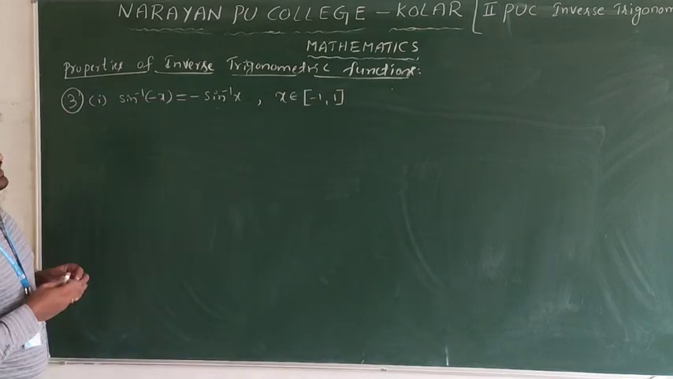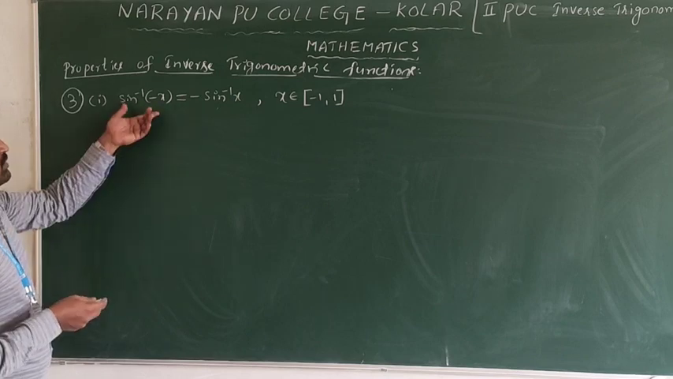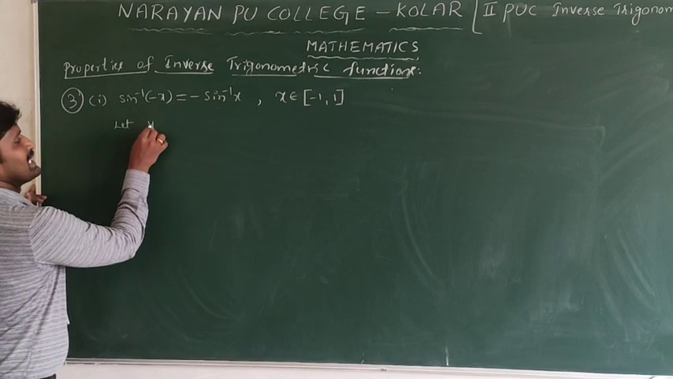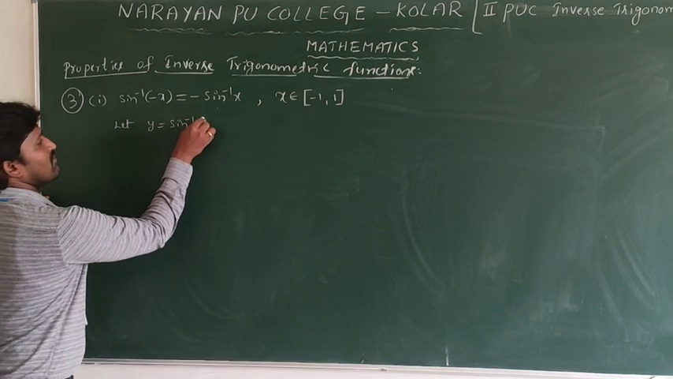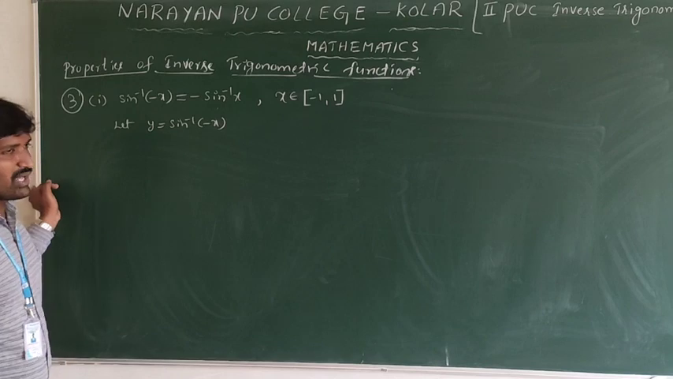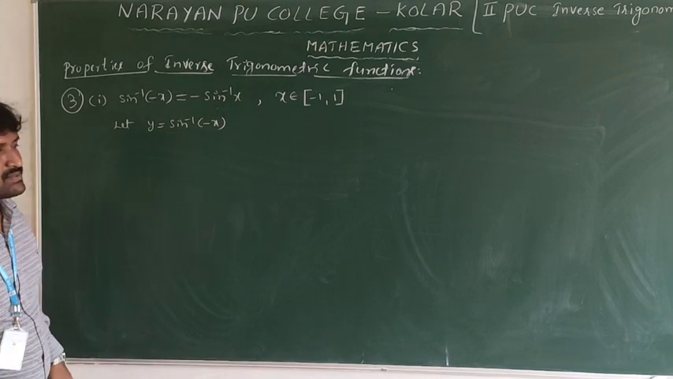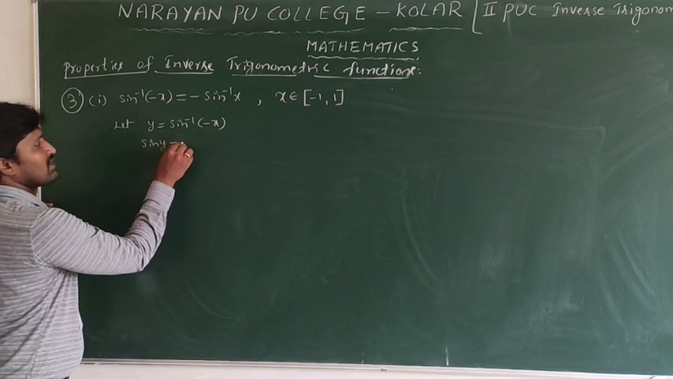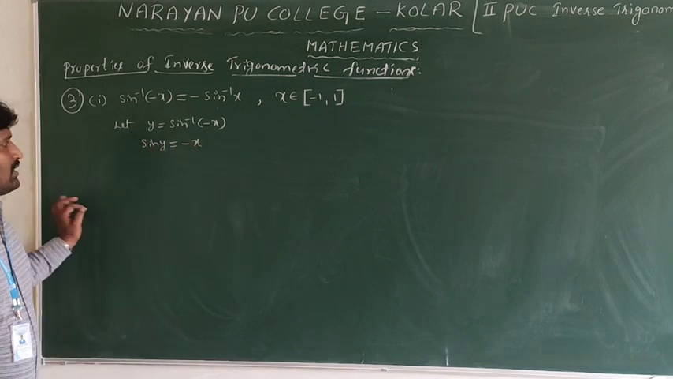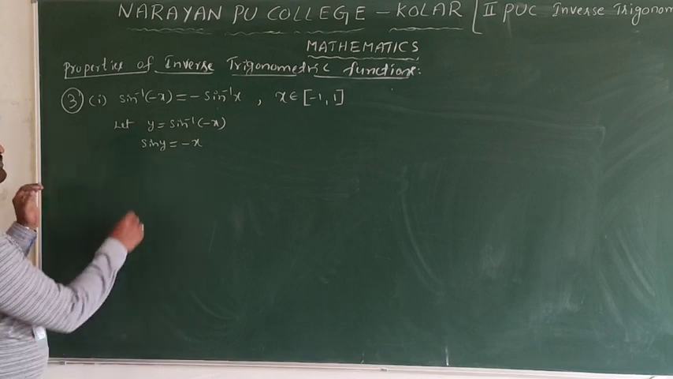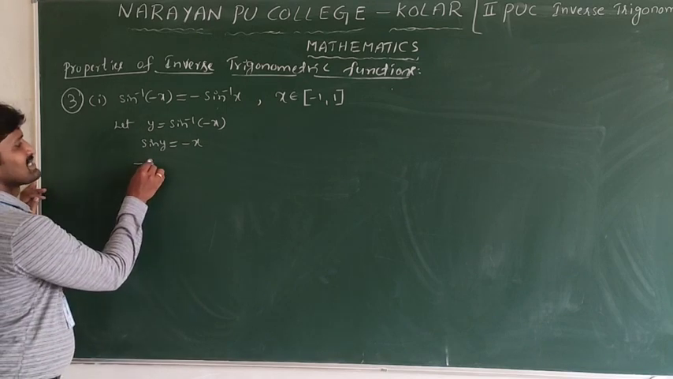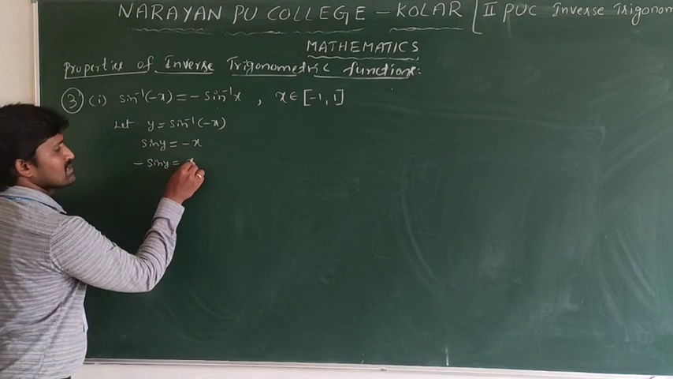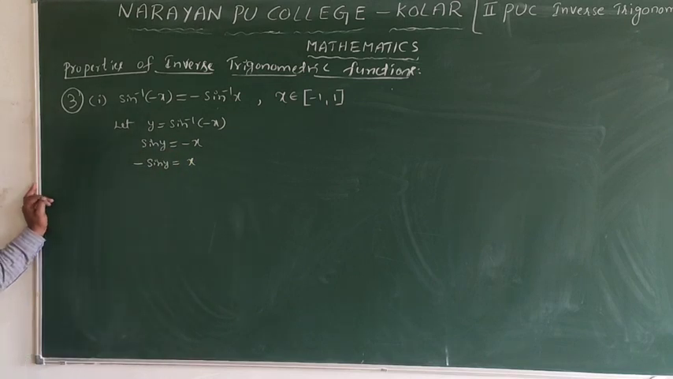Now to prove this one, it's simple. I will explain one question in this. Let y equal to sin inverse of minus x. I'm taking the LHS value, and from this we need to prove the RHS. Taking sin on both sides, it becomes sin y equal to minus x. Take the minus to this side: minus sin y equal to x, as the condition.